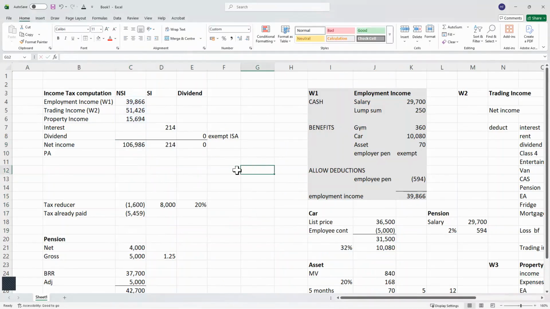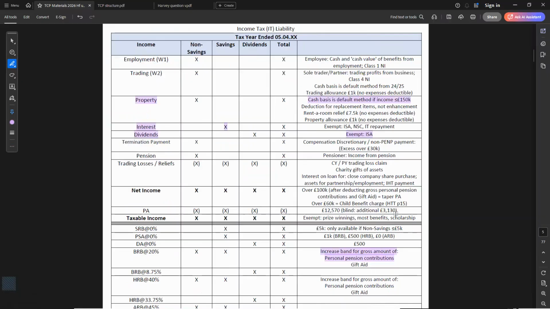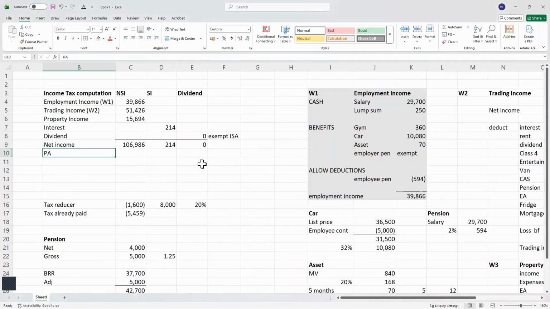So we've got net income of 106,986 for non-savings income and £214 for savings income. We then need to think about our personal allowance. We know that the personal allowance is normally 12,570, but that we need to adjust the personal allowance if the net income is over £100,000. And this £100,000 is after deducting gross personal pension contributions, which we know that Harvey did have a personal pension contribution. So what we can do now, we can calculate the adjustment needed for the personal allowance.